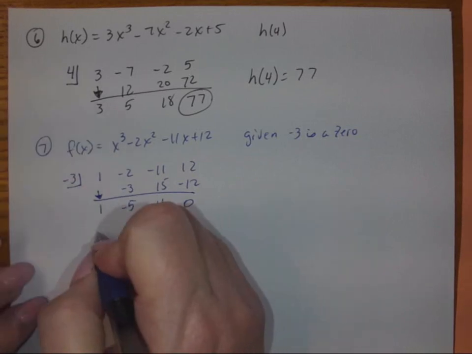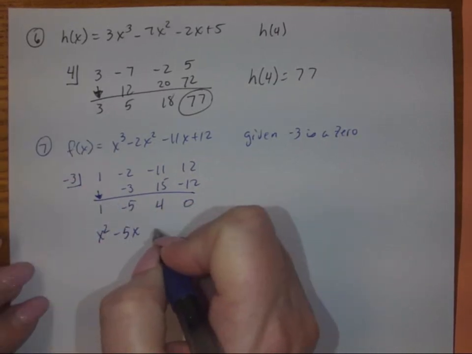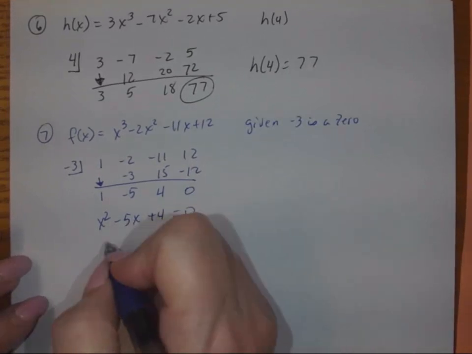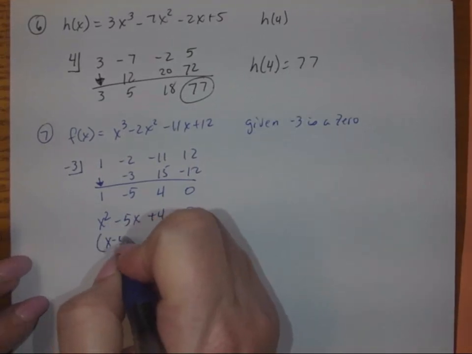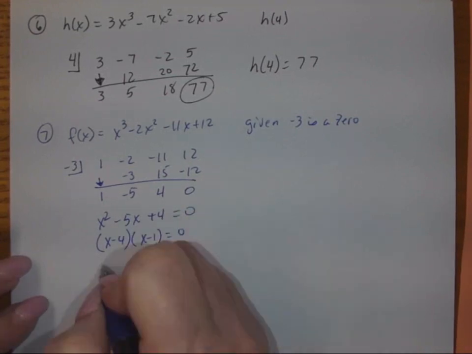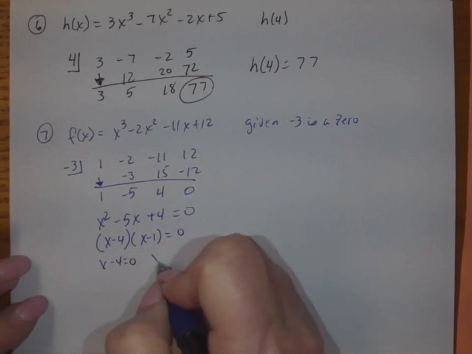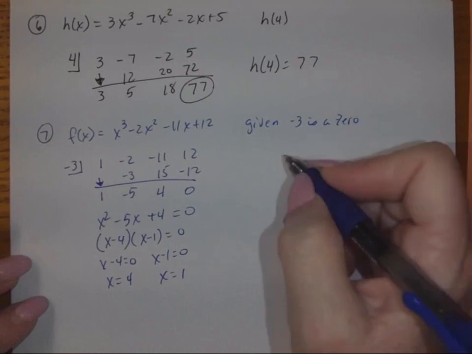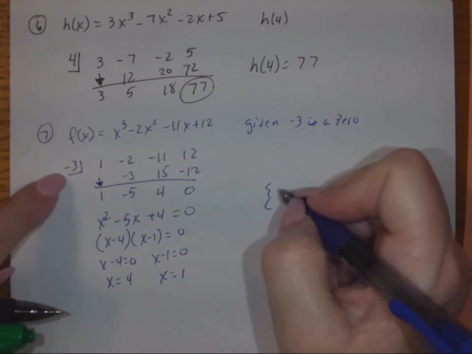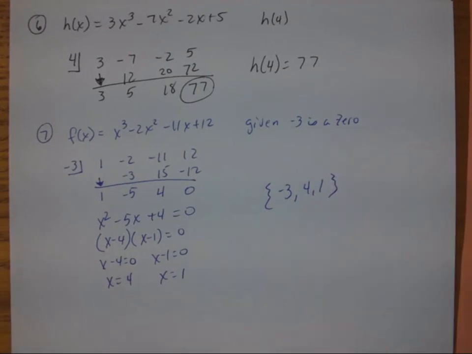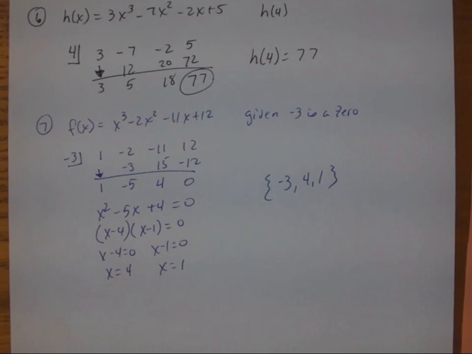Dropping down a degree, we end up with x squared minus 5x plus 4 equals 0. Using factoring, we end up with x minus 4 times x minus 1 equals 0. X minus 4 equals 0, x minus 1 equals 0, so x will equal 4, x will equal 1. So all of our answers are -3, 4, and 1. That would be all of the solutions, the zeros that we're looking for.